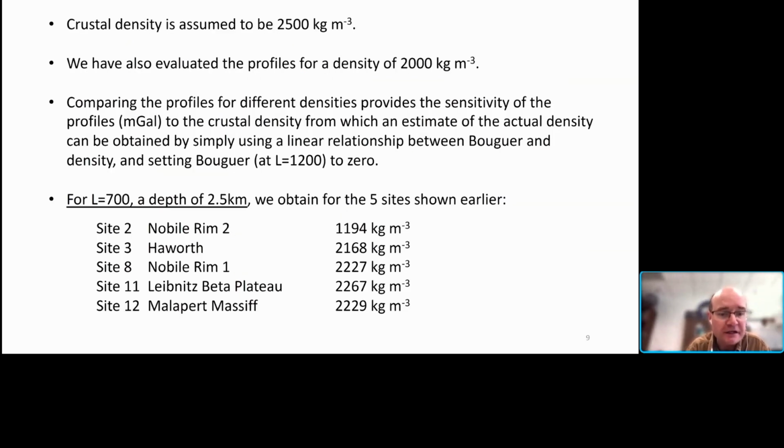Because we're looking at Bouguer, it's largely driven by whatever we chose for the crustal density of the moon. In this case, it was 2,500. And so we also evaluated profiles for a different density, in this case, 2,000 kilograms. And we saw some shifts, and that gave us the idea that we could compare profiles for different densities in order to get at the sensitivity of these profiles in terms of milligals to the crustal density used.